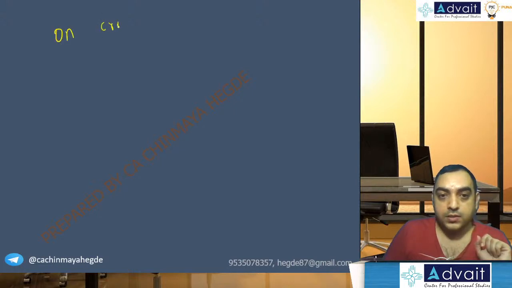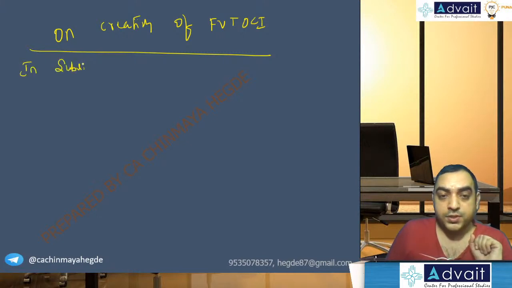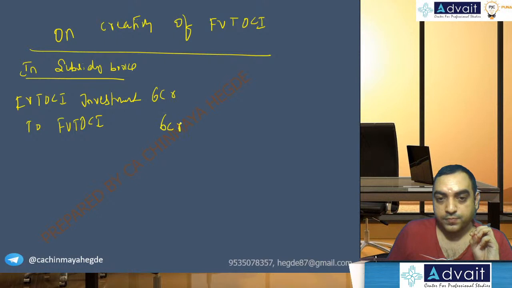On creation of FVT OCI, what would have happened? Journal entry, what would have happened? In subsidiary books, what entry would have been done? FVT OCI investment to FVT OCI reserve. FVT OCI, how much? 6 crores.